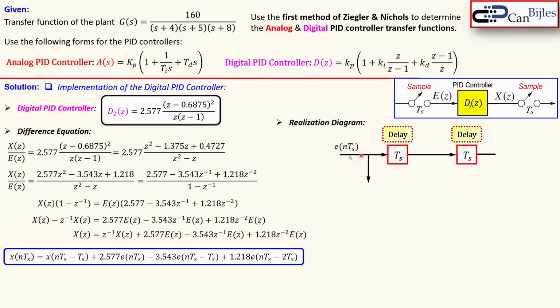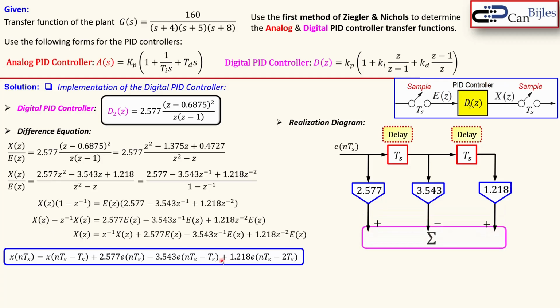And then we have also an undelayed version, that's this 2.577. The other one is 1 delay, the other one is 2 delays. So that means we have here the coefficient 2.577, that's the gain here, then 3.543, and the final one is 1.218. And that will be added together. That's the addition here, so you get plus, minus, plus, and we get the summation part.